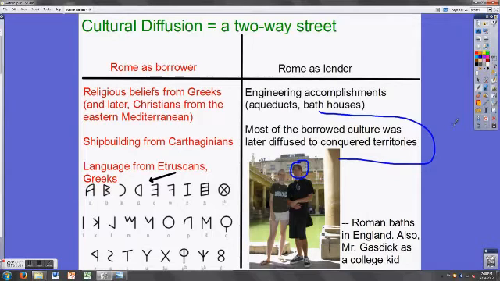Anyway, most of the borrowed culture that Rome took from over here was also diffused to conquered territories. So they took that Etruscan language, modified it, and diffused it to those conquered territories. They took their religious beliefs and they spread them to those territories, which, when we start talking about Christianity, we'll learn is one of the reasons that Christianity is able to spread relatively quickly throughout Europe.